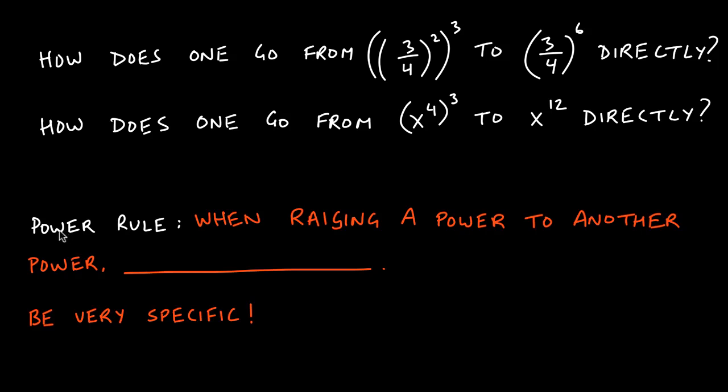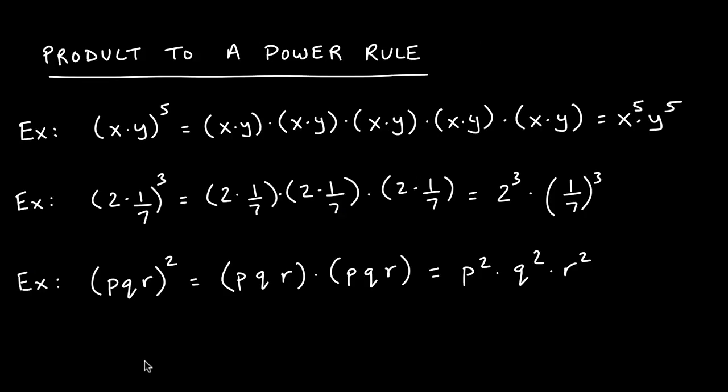So the power rule underneath the product and the quotient, the third rule that we're going to talk about is the power rule. And the rule states that when raising a power to another power, what should you do in order to go from here to here directly? Again, as always, be specific in your thoughts. We have a couple more rules to go.